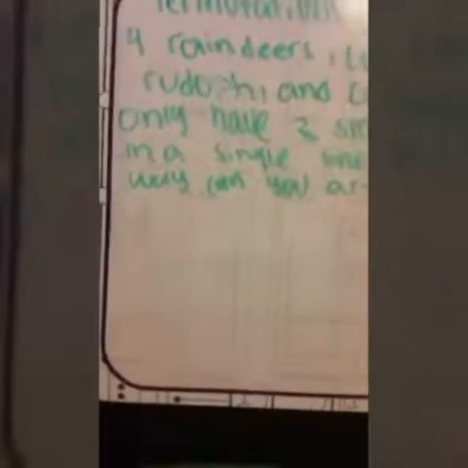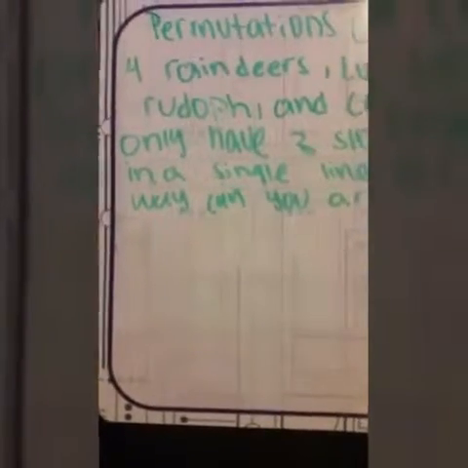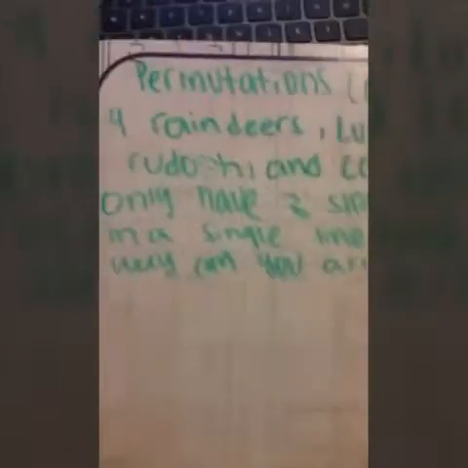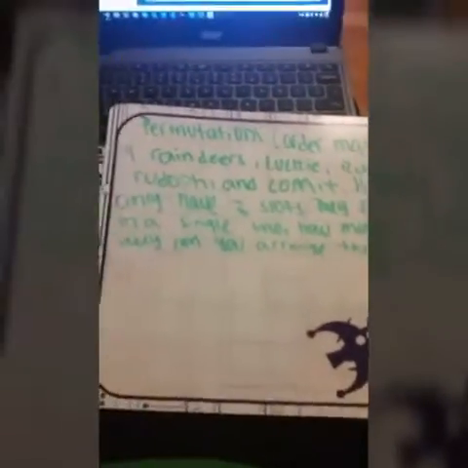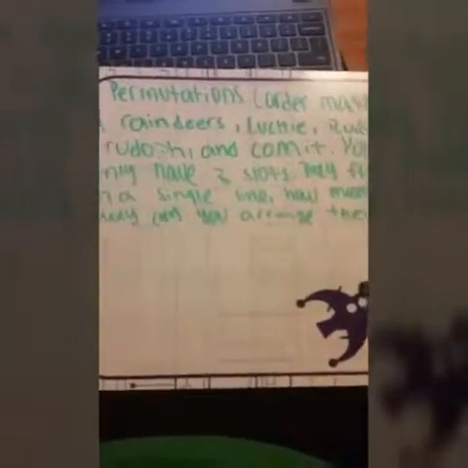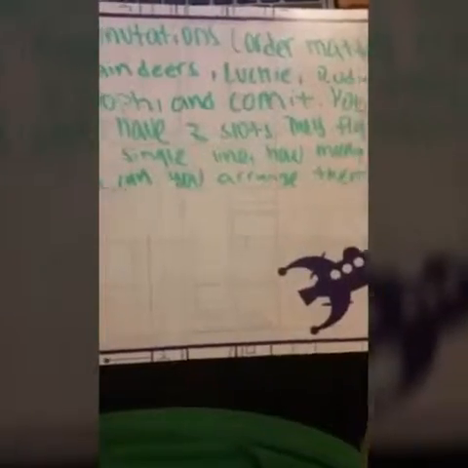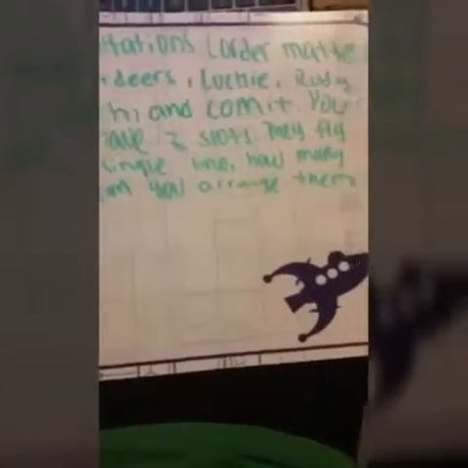Okay. So now our second thing is permutations and combinations. Let's talk about the difference between permutations and combinations. Permutations is when order matters, and combinations is when order doesn't matter. So here's our problem. 4 reindeers, Lucky, Ruby, Rudolph, and Comet are used to fly a sleigh. You only have 3 slots. They fly in a single line. How many ways can you arrange them?